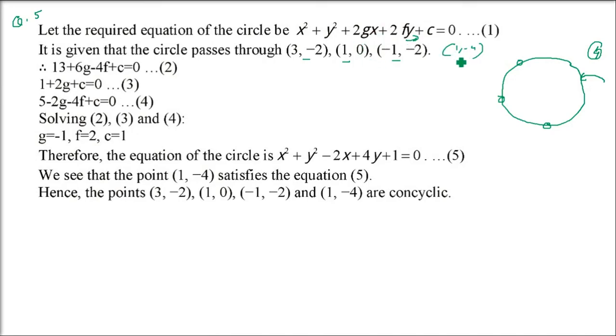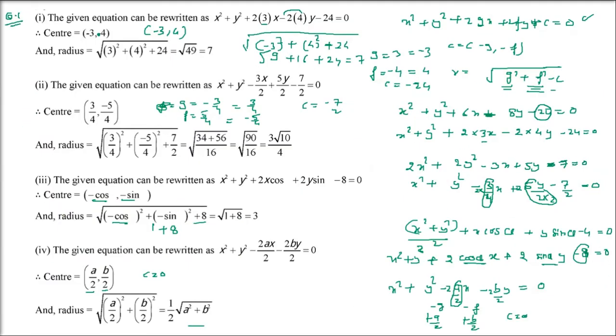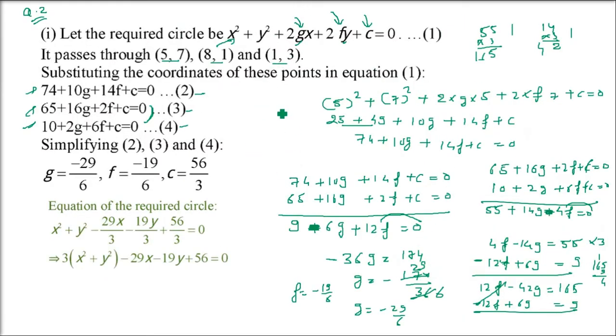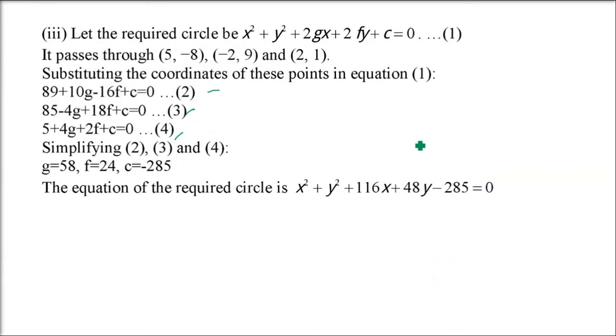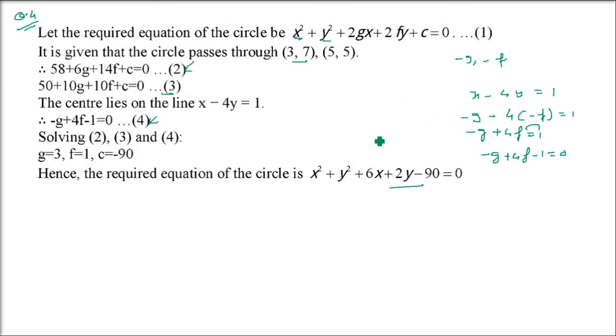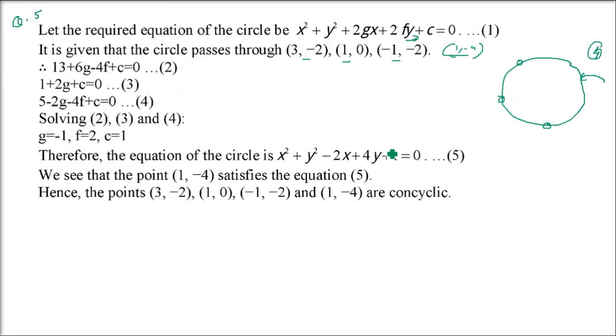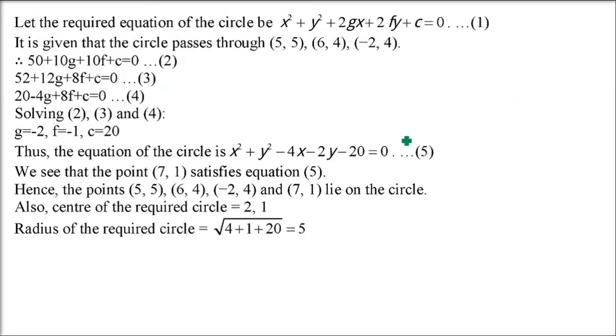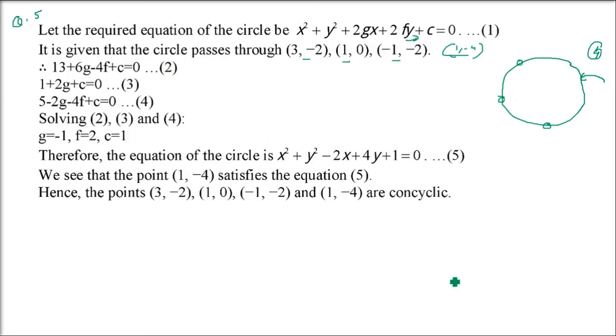They lie on the same circle. You can take any point. I'm not saying that you take the first 3. You can take any 3 of these 4 points, and whichever is remaining, finally check it. I told you this method. Put the points one time, second time, third time, and equations in g and f will come. Find f and g, then find c, and when the equation comes, put in the fourth point.